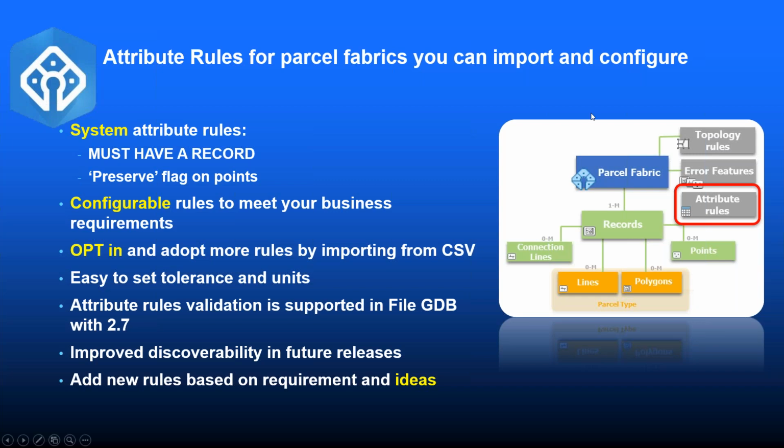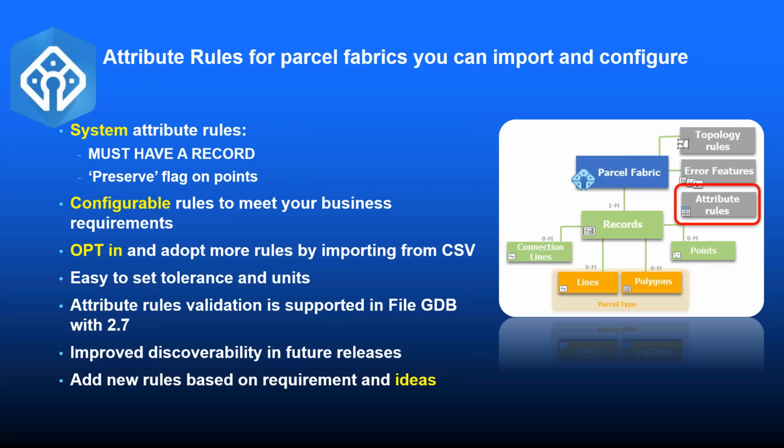So those are system tools. They are applied to your data when you create a parcel fabric. And all of those tools are fully configurable. So if you want to add another topology rule, you can. You want to add another attribute rule or even delete one, you can. It's all fully yours and it's fully configurable.